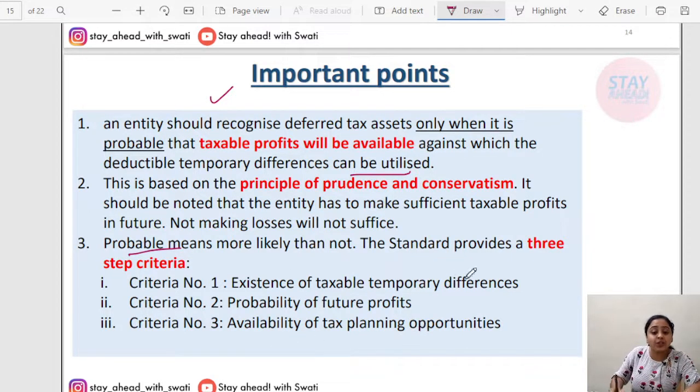If it is probable, three criteria need to be met. Firstly, existence of taxable temporary differences. Secondly, whether the probability of future profits is high, that future profits will be available. And next, availability of tax planning opportunities.